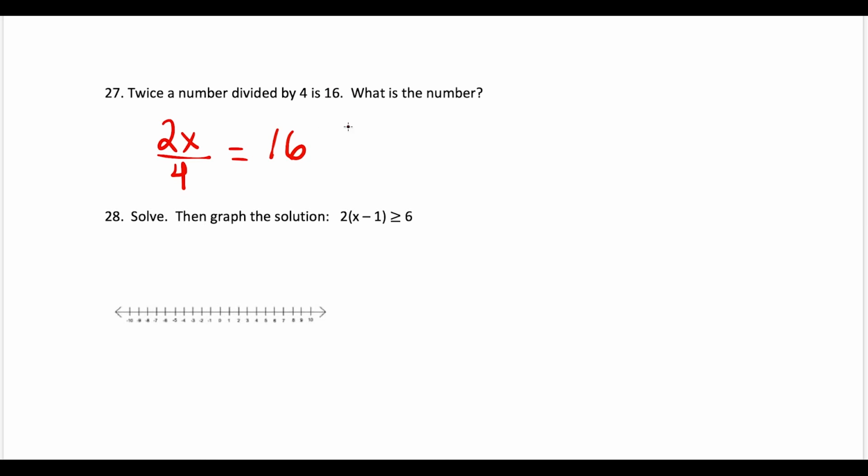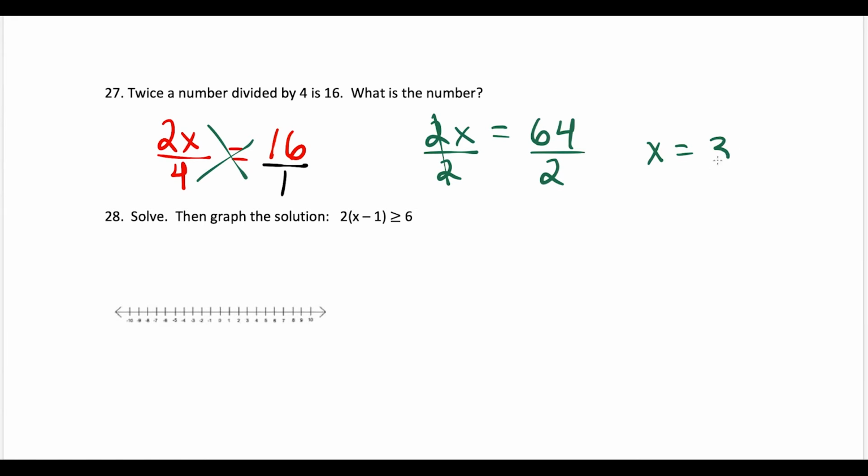So now we have to solve for what is the number x. And to do this, we could just write 16 as 16 over 1, and now we could cross multiply. We have 2x times 1 is 2x equals 16 times 4 is going to give us 64. So then to solve for x, the opposite of times 2 is divide by 2. And if we divide both sides by 2, that's going to give us x equals 32. So there's our solution to 27.